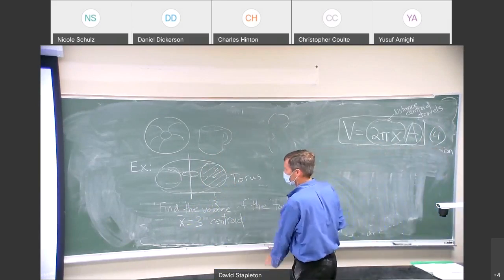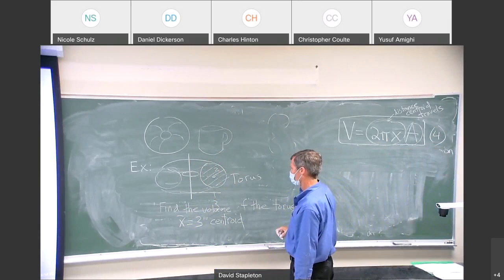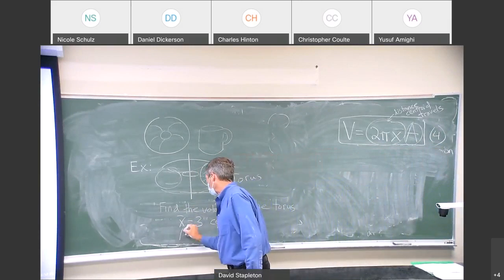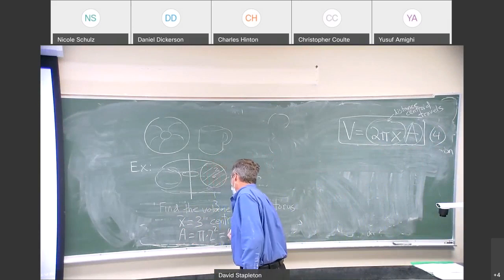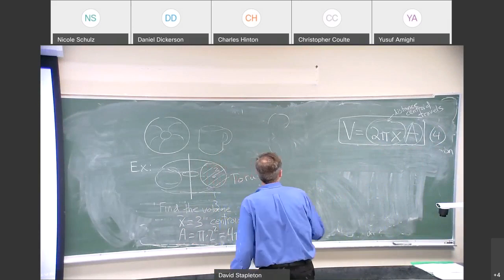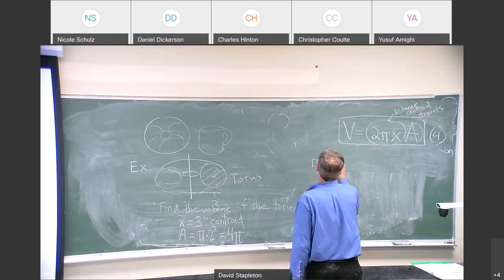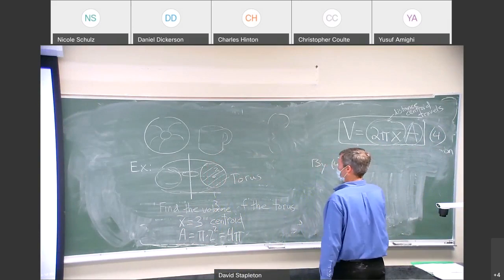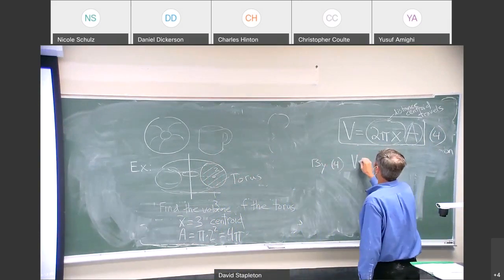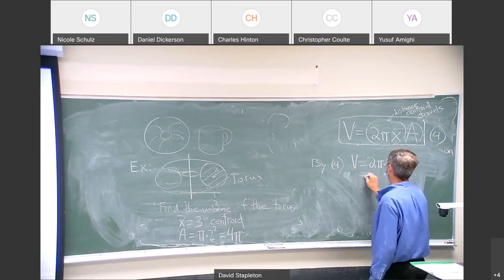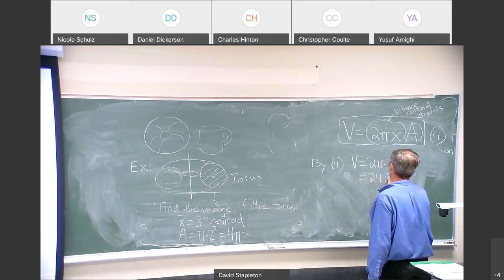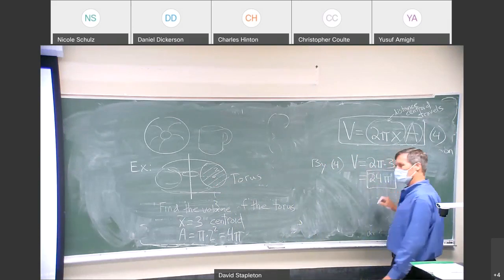Now I call this formula 4. Let's see, x bar is 3, and the area of the disk is pi r squared, so it's pi times 2 squared, which is 4 pi. And so by formula 4, the theorem of Pappus, the volume is 2 pi x bar, which is 3, times the area, which is 4 pi. It's just 24 pi squared, and the calculation of the volume of the donut is easy as that.